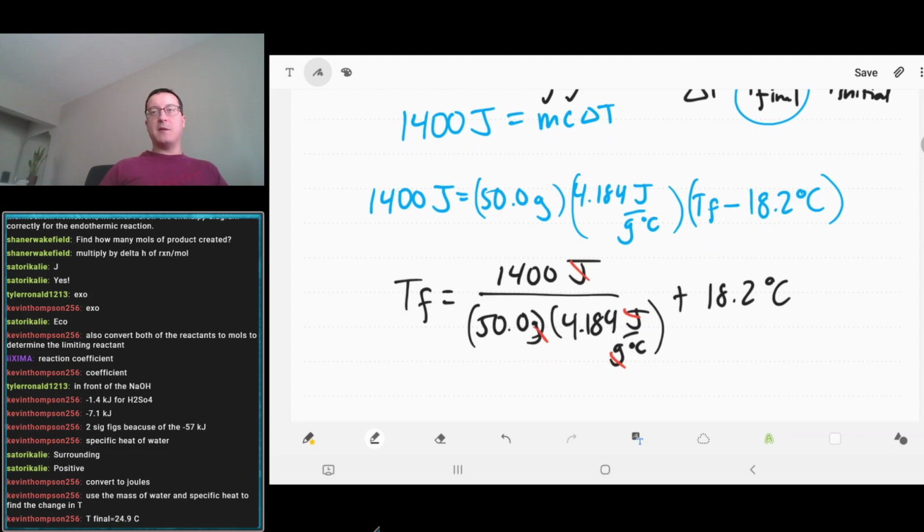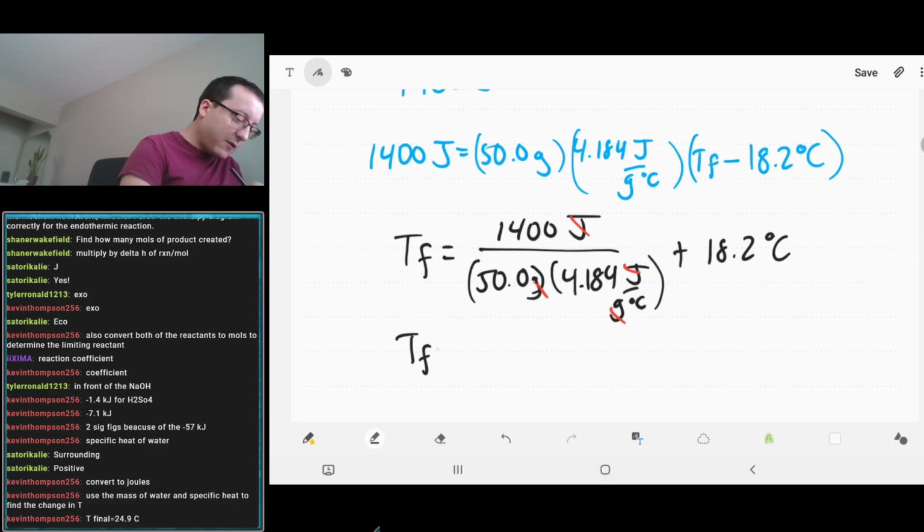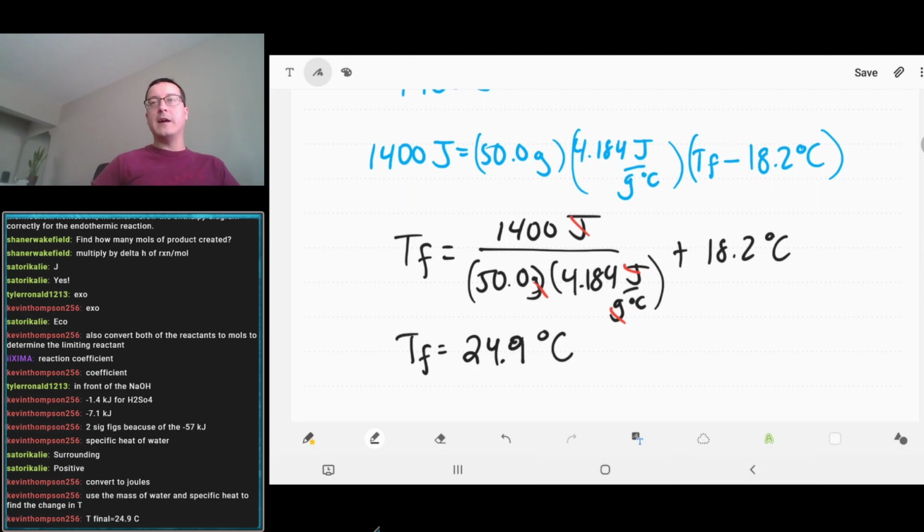So it looks like it's going to be about 7 plus. Yeah, that looks about right. And so according to Kevin, we have gotten 24.9 degrees Celsius. And so that is how we would do that. We have done a lot of stuff in this particular problem to solve this one.